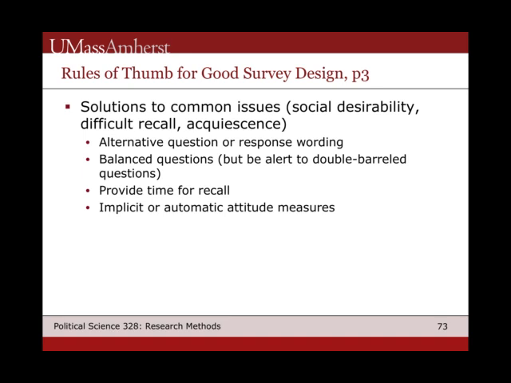Also, sometimes implicit or automatic attitude measures, which we haven't discussed a lot in this lecture, but that could be explored more in class time, can be incredibly useful for understanding and measuring issues that might be related to social desirability or acquiescence bias.